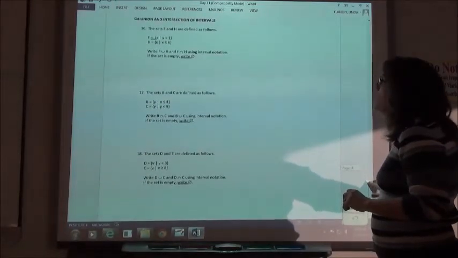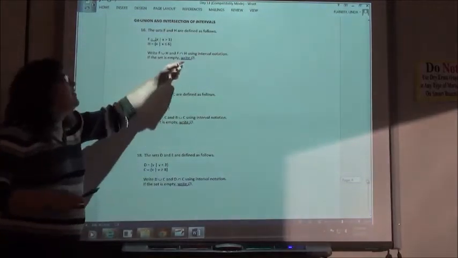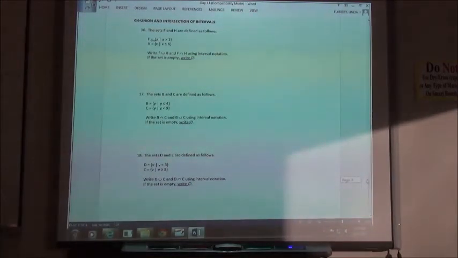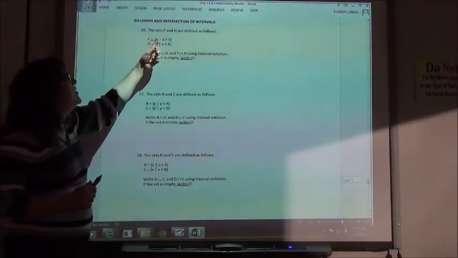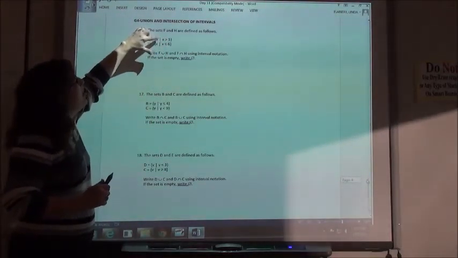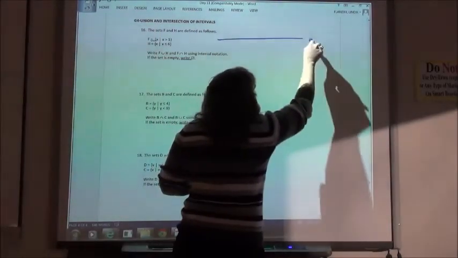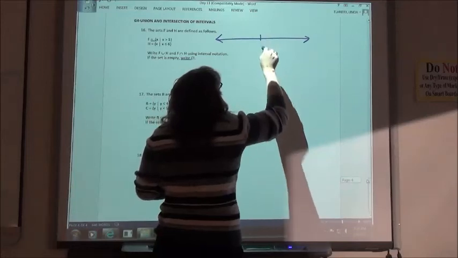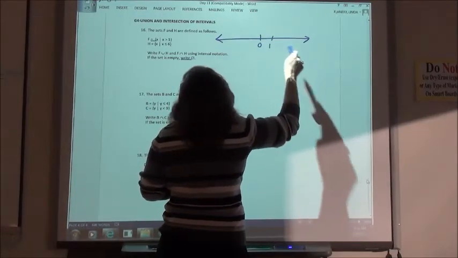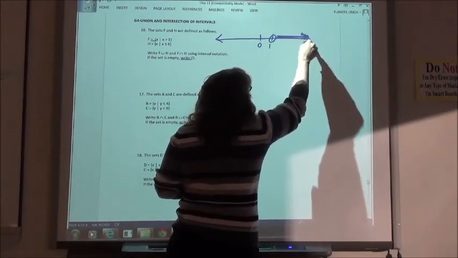And the last three are doing union and intersection of intervals. Here they said if it's empty, write that empty set symbol. The sets F and H are defined as follows. F is a set, X such that X is greater than 1. That just means that my variable is X and I'm applying the rule that X has to be greater than 1. If I put that on my number line, 0 somewhere in the middle, then I have 1, I'd have an open circle, and I'm going everything going that way, right?